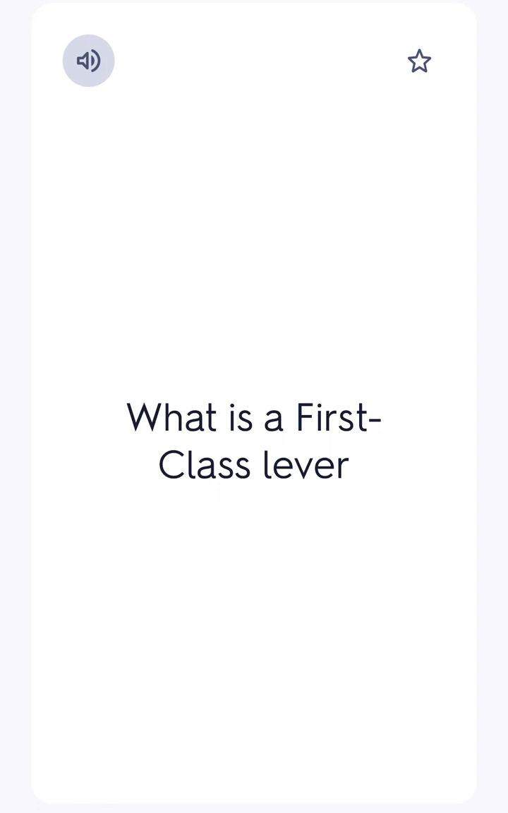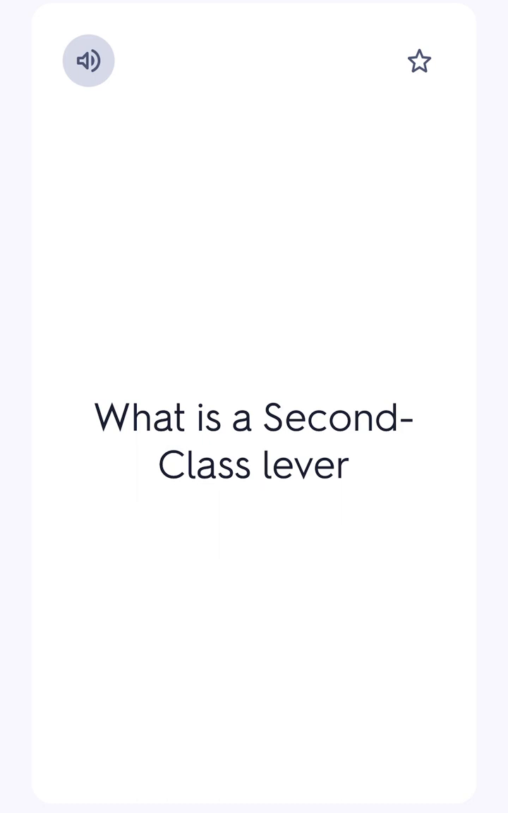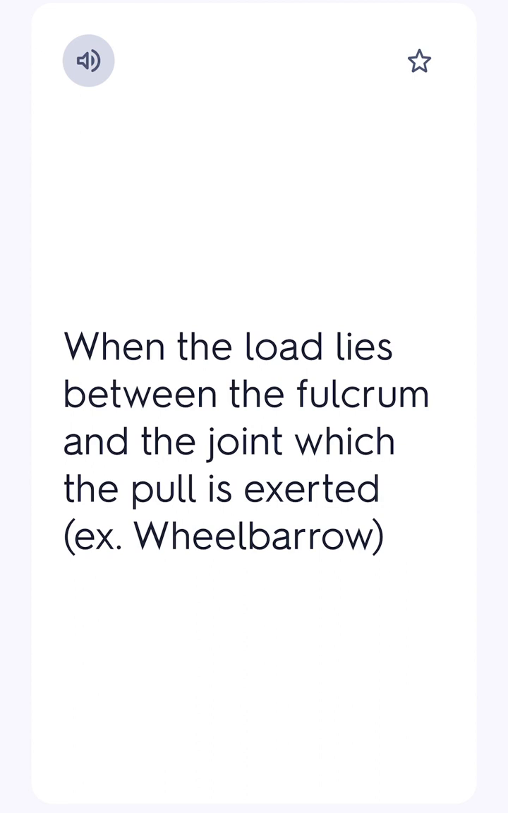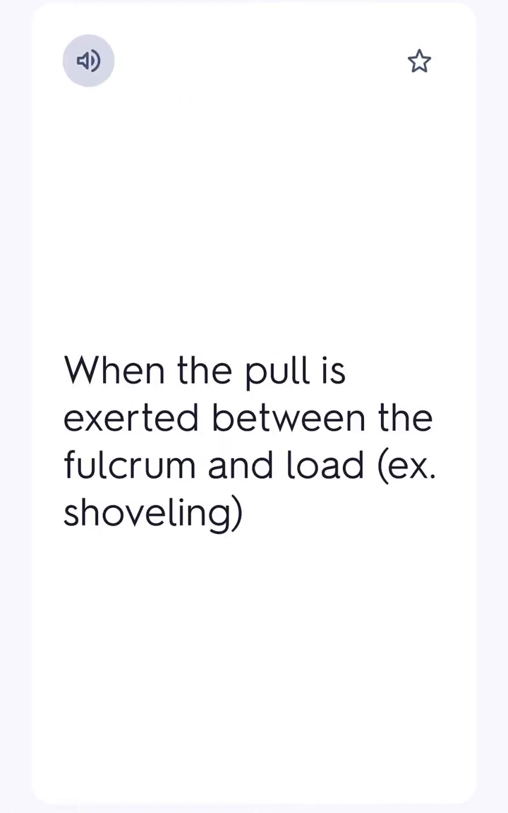What is a first-class lever? When the fulcrum lies between the pull and the load. What is a second-class lever? When the load lies between the fulcrum and the joint which the pull is exerted. What is a third-class lever? When the pull is exerted between the fulcrum and load.